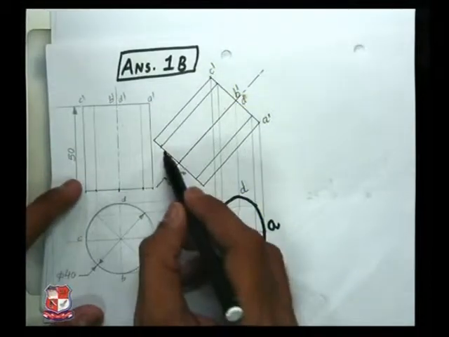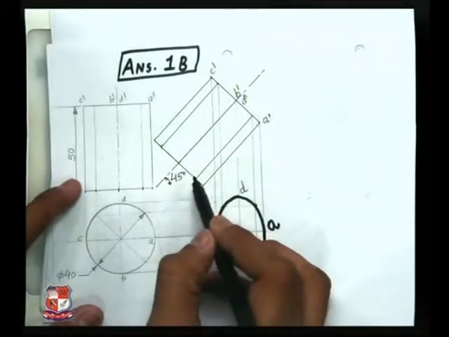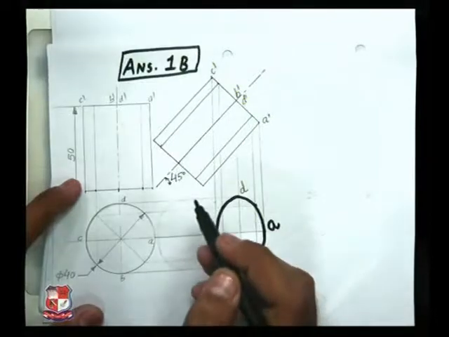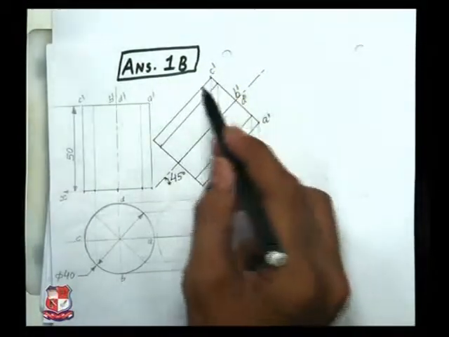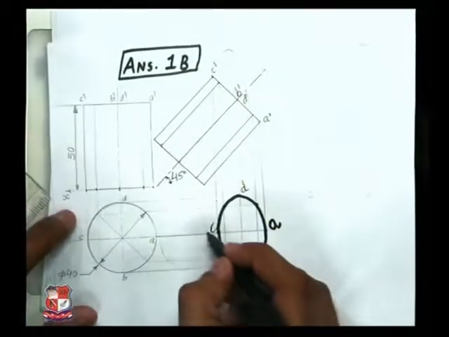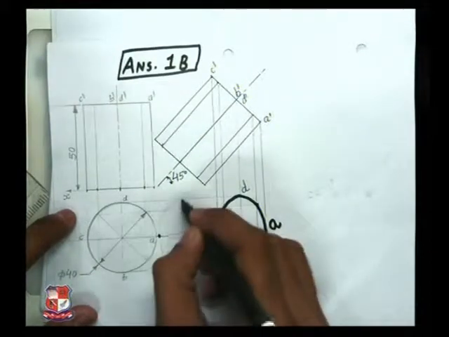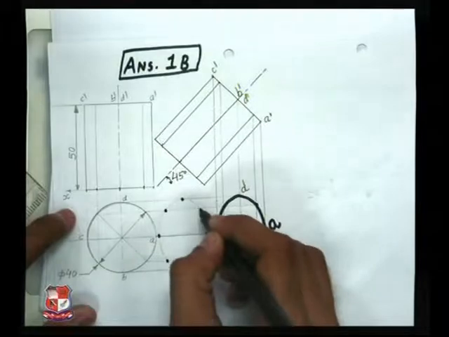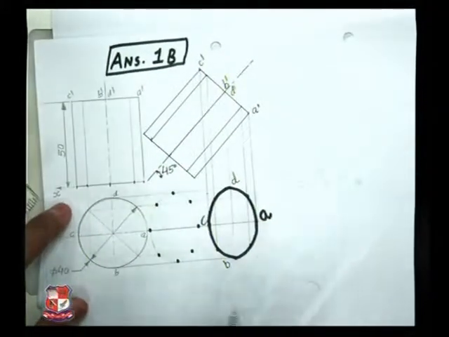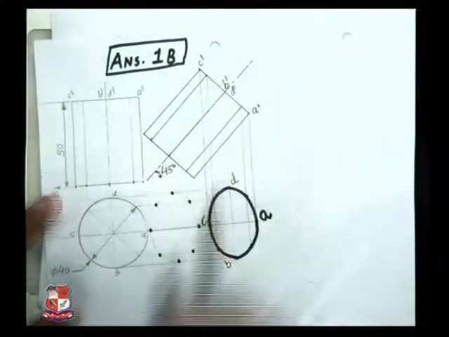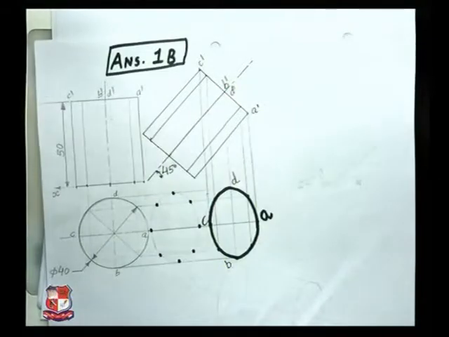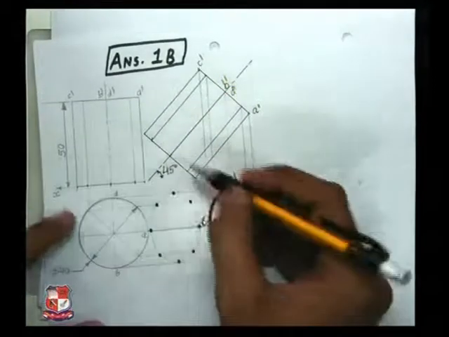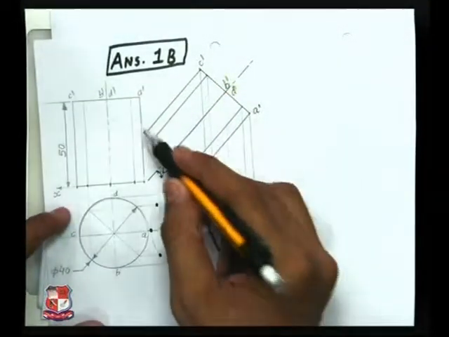Now what about this base? This base would not be fully visible in the top view. So by the same analogy which we employed over here, find the points of intersection 1, 2, 3, 4, 5, 6, 7 and 8. 8 points would be there. The same analogy means vertical lines from these points 1, 2, 3, 4, 5, 6, 7.